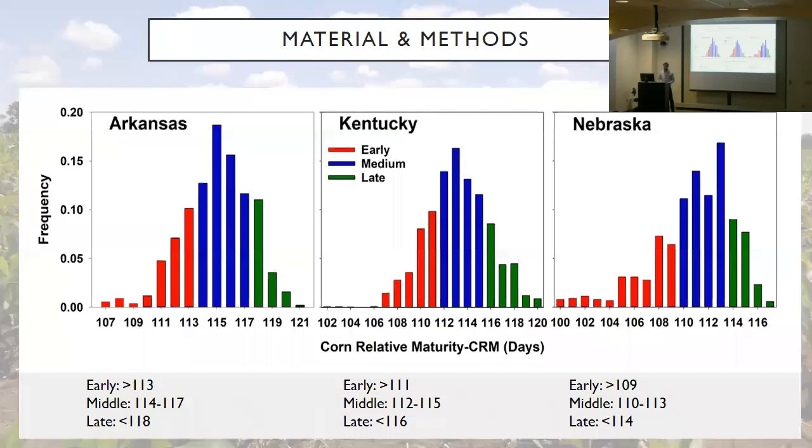As it is common practice in corn performance tests to include a wide range of hybrids at each environment, to make fair comparisons, we grouped them into early, medium, and late based on the accumulated frequency of each relative maturity. This way we can compare middle maturities in Arkansas that range from 114 to 117 days with middle maturities in Nebraska that range from 110 to 113.